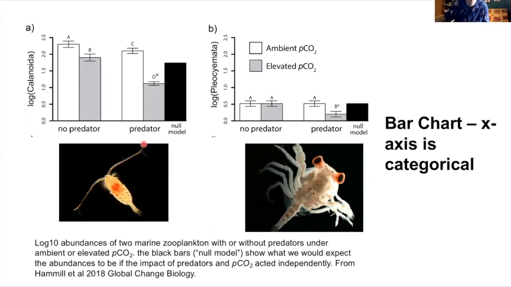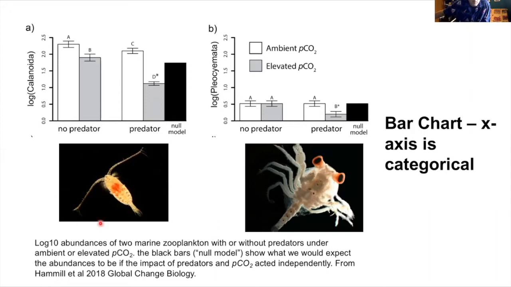Next step, what are the axes? Well, the x-axis is predators or not, and the white bar and the grey bar is this is ambient CO2 and this is elevated CO2. And on the y-axis, we have the log abundance of a calanoid copepod or a log abundance of a Plagiomata. Plagiomata is a baby crab, basically. So we know what our axes are. Is there a pattern in our data? Well, let's have a look.